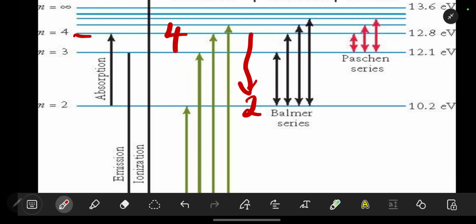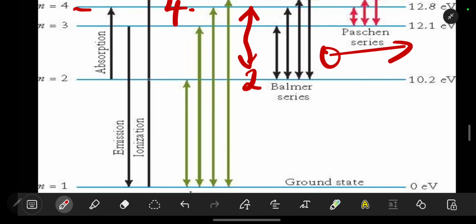The energy, if there is a drop, it means to say a photon has to be released. Remember, a photon is released each and every time an electron moves from one energy level to another. So energy has to be released.